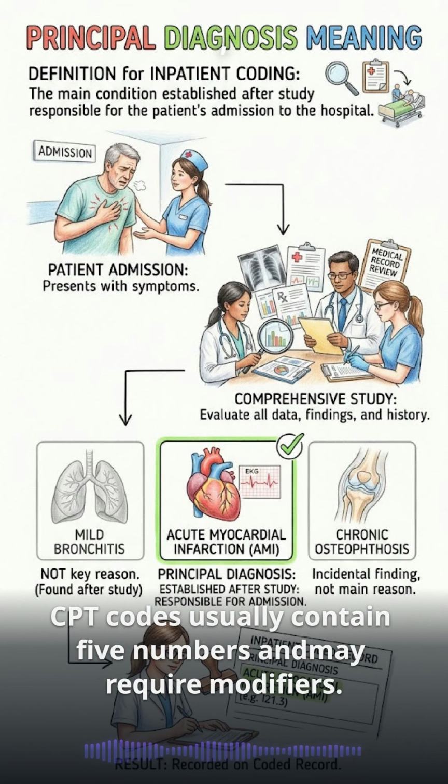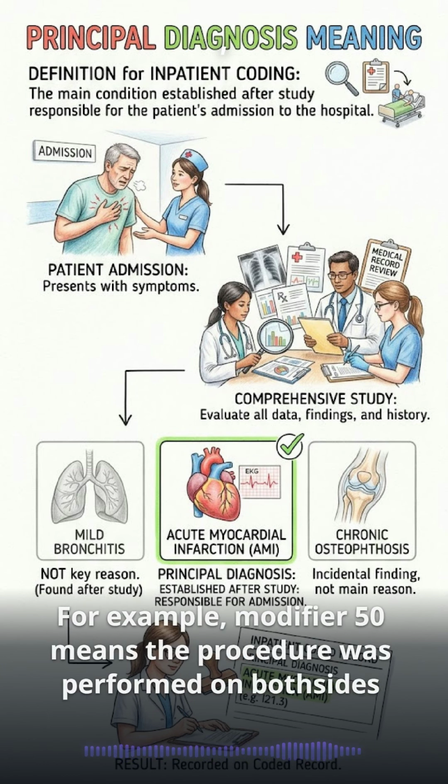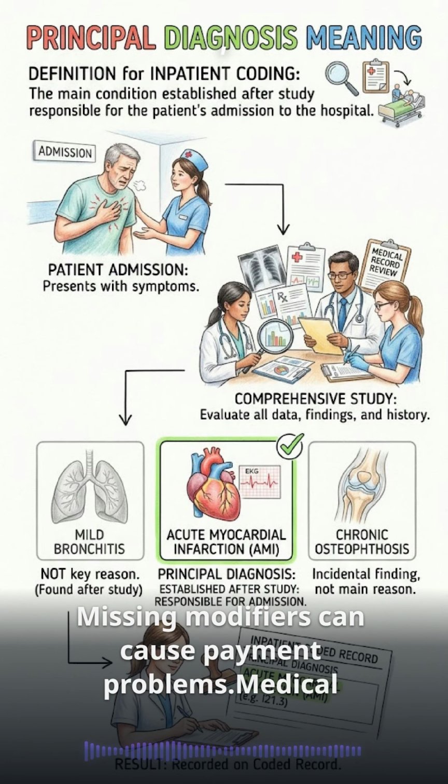CPT codes usually contain 5 numbers and may require modifiers. For example, modifier 50 means the procedure was performed on both sides of the body. Missing modifiers can cause payment problems. Medical terminology, anatomy, and pharmacology are also extremely important.